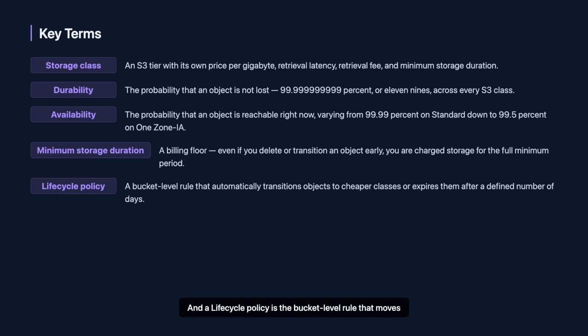And a lifecycle policy is the bucket-level rule that moves objects between classes or deletes them automatically over time.